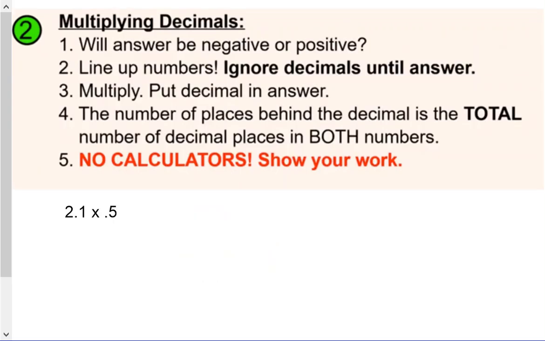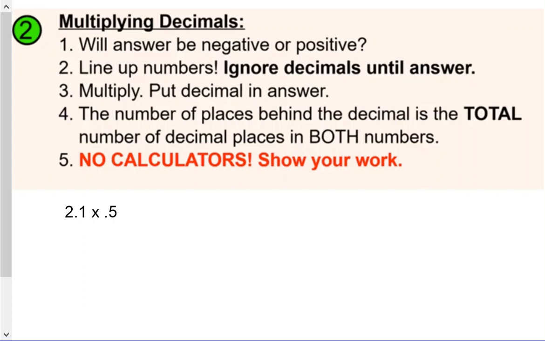The next thing that I would like for you to write down is some rules that we need to follow when we're multiplying decimals. The first thing we need to ask ourselves is, will our answer be negative or positive? We can get that by looking at our problem that we're solving. Is there one negative? Is there two negatives? Or are there no negatives?